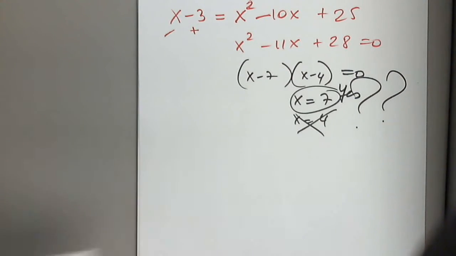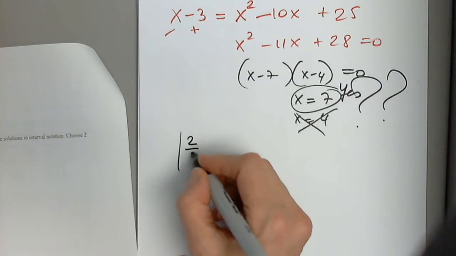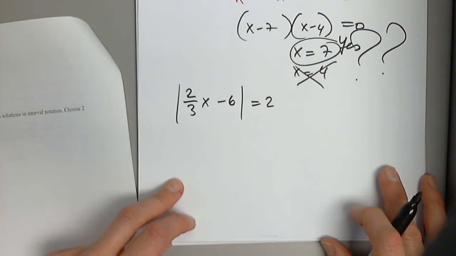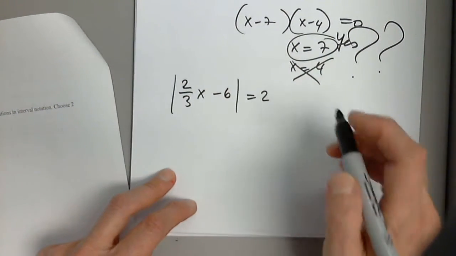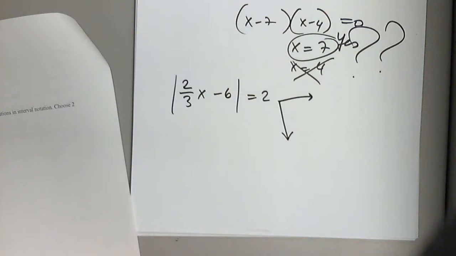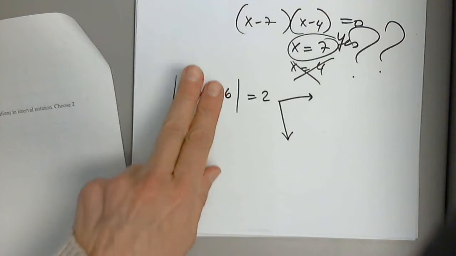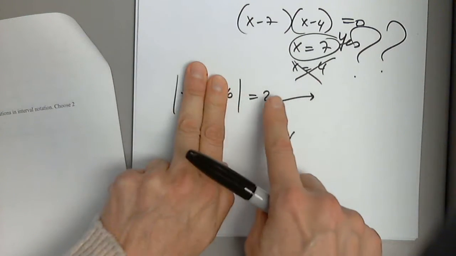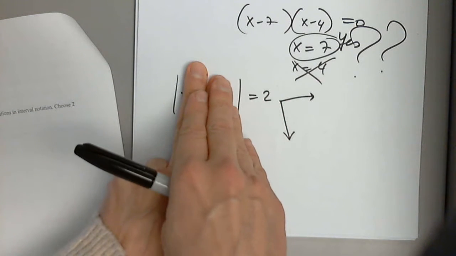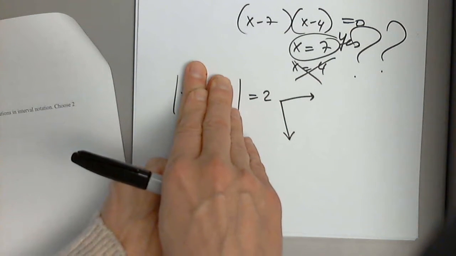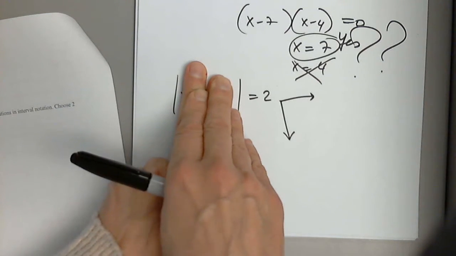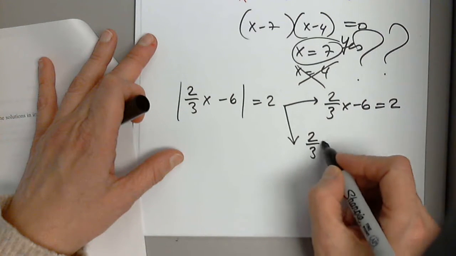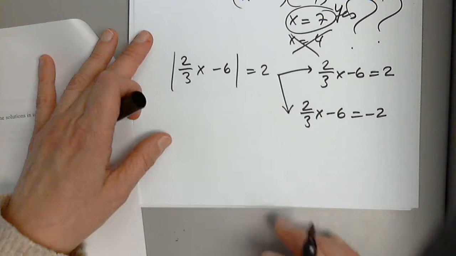Okay, the absolute value equation. What type of equation is this? If you remember, there are two options for this. Why? Because this number in here could be what, so that the absolute value is 2? Positive and negative. Yes, of course. 2/3 x minus 6 is 2, or 2/3 x minus 6 is negative 2. Indeed.